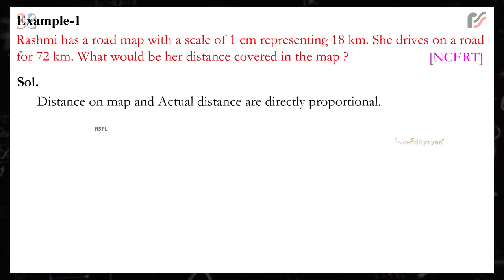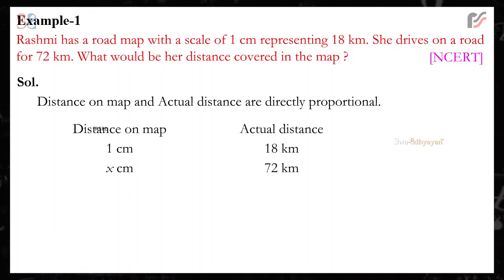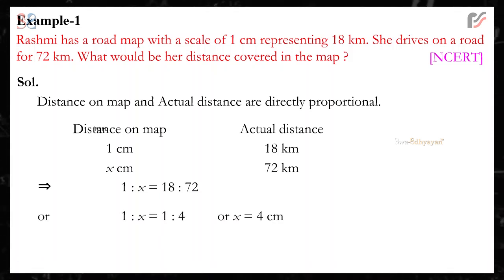Solution. Distance on map and actual distance are directly proportional. Distance on map, actual distance: 1 centimeter, 18 kilometers; x centimeters, 72 kilometers. This implies 1 is to x is equal to 18 is to 72, or 1 is to x is equal to 1 is to 4, or x is equal to 4 centimeters.